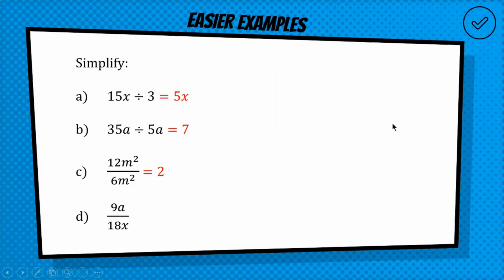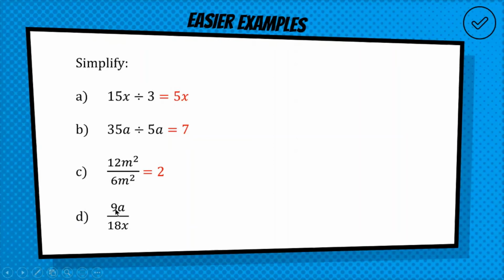And for the last one, it's a bit weird because we can't really do 9a divided by 18x. Well, not very nicely anyway. So what we're going to do for this one is just simplify the fraction as much as we can. Okay, a over x, again, are different unlike terms. There's not much we can do here.